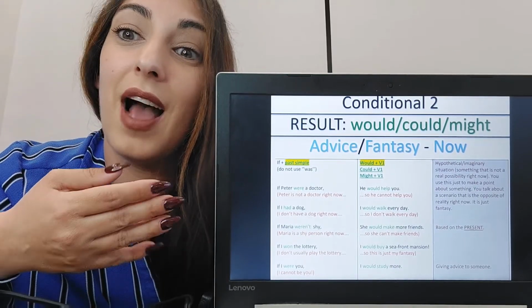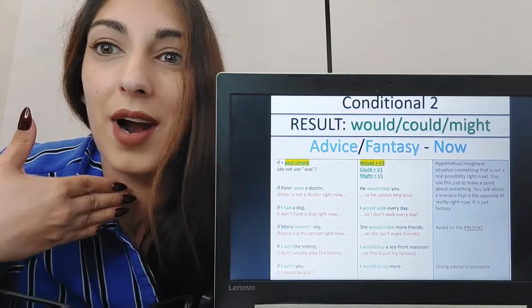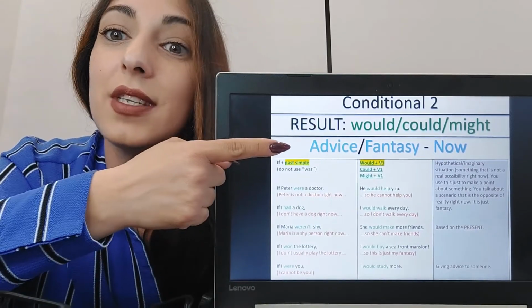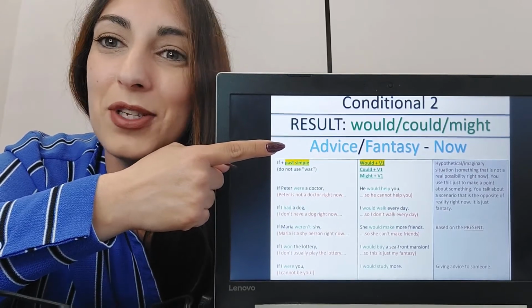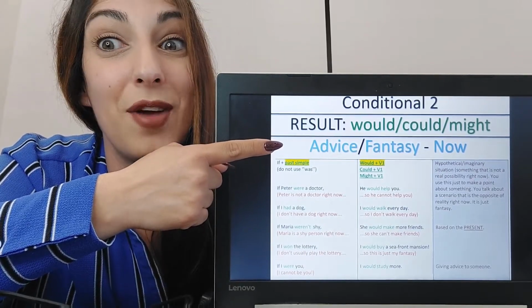So you see, I'm giving you advice because I can't be you, right? So I'm using my fantasy. So it's still fantasy right now because I can't be you. It's not possible. Okay, so you can see how I'm using my fantasy.